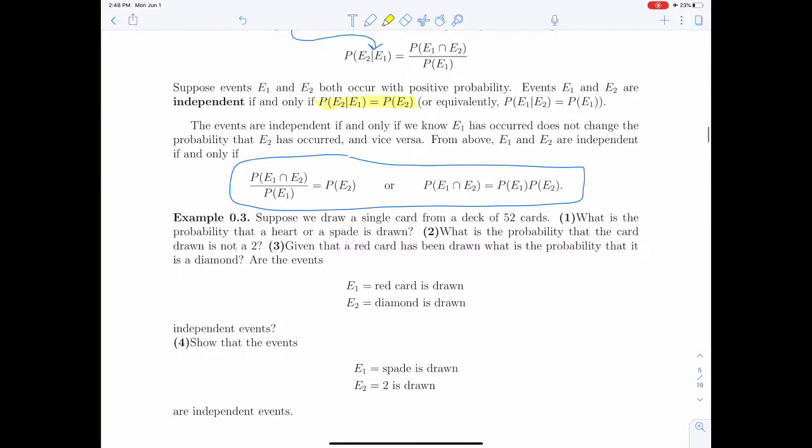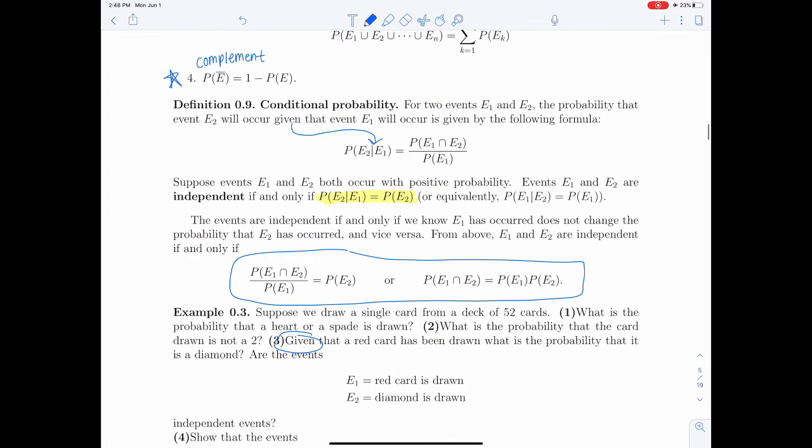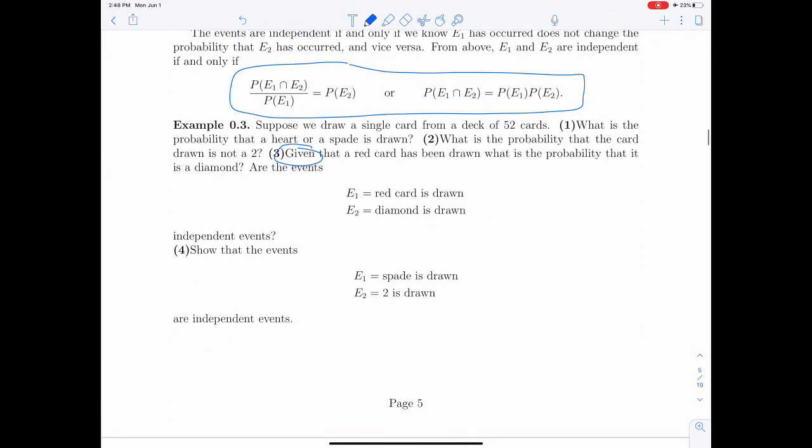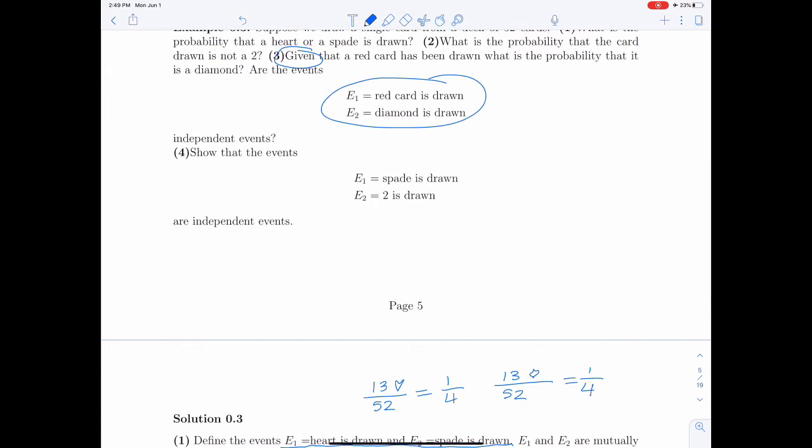So number 3 is a little bit longer because it says "given that a red card", right there. Given, that's from that conditional probability above. Whenever you see "given that" something happens, it's probably going to be that 2 things are happening at once. So given that a red card has been drawn, what is the probability that it is a diamond? This is conditional because first we have to draw a red card, and then is it a diamond? It's not "is it a diamond or a red card?" It's both. They already defined the events for us up here, E1 and E2.